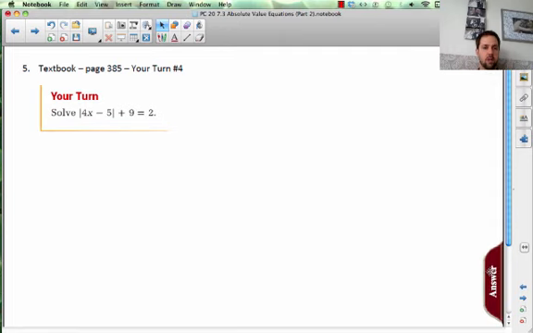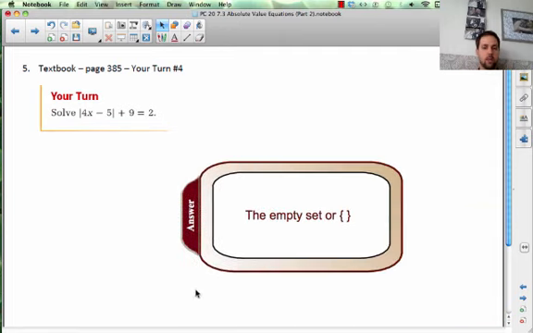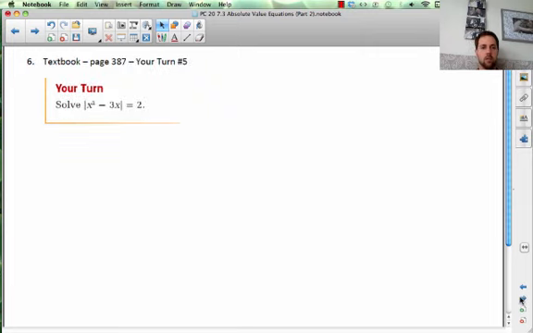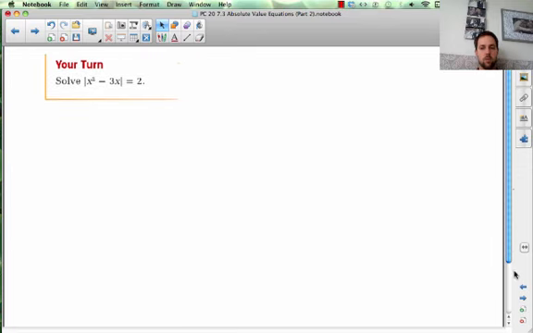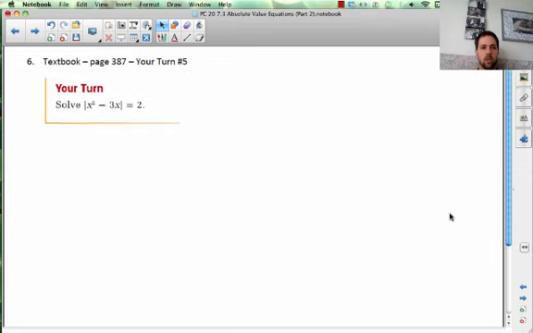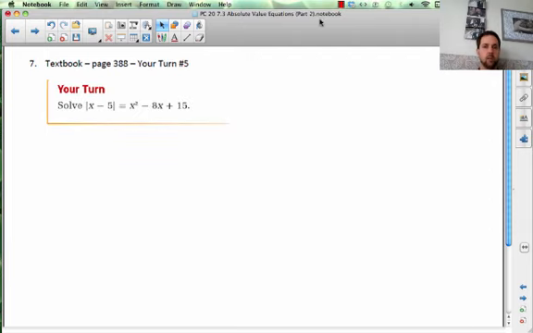Here's another your turn. It's quick and simple. The answer is the empty set, or an empty set of brackets, literally. Okay. So go ahead and try this one and the next one back in the classroom. I'll verify your answers if you want.